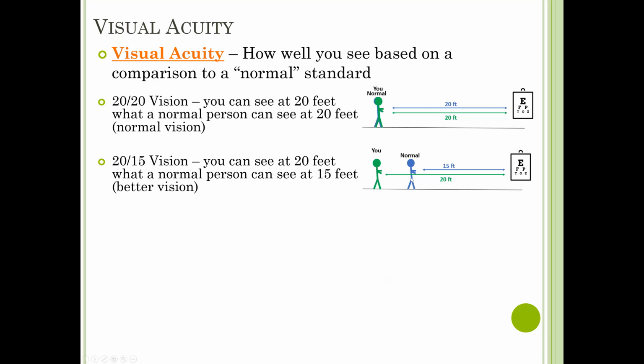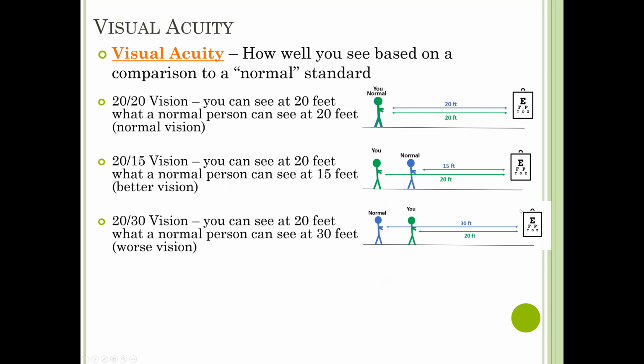With 20/15 vision, your little green stick figure, you can see something 20 feet away that a normal person has to be 15 feet away to see. So you actually have better vision. You are able to see the details from farther away than a normal person. So that would be 20/15. So notice the first number is always referencing you, and the second number is always referencing the normal person.